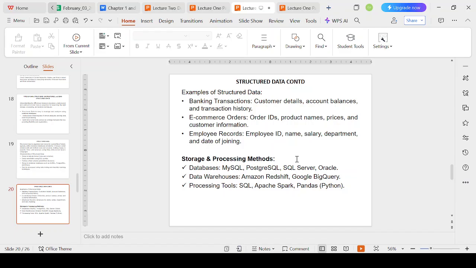Storage and processing methods: MySQL, PostgreSQL, SQL Server, Oracle, and data warehouses, for example Amazon Redshift and Google BigQuery. For processing tools, you can use SQL, the normal query language for structured data. Apache Spark and Pandas can also be used to query it.